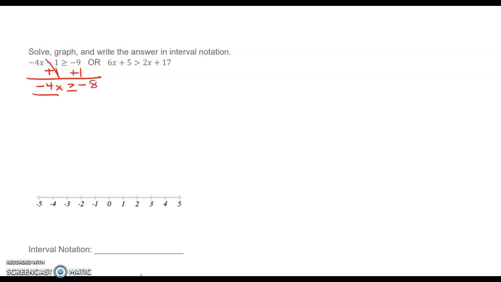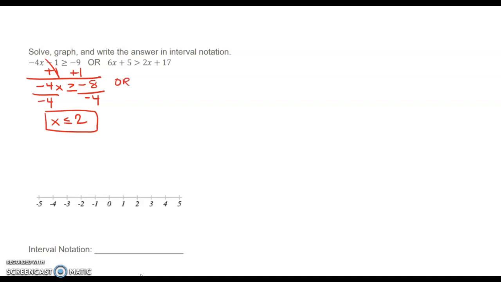Now I need to divide by a negative number. Hopefully you're having a warning sign go off in your head, like, hey, I'm remembering when we divide by a negative number and it's an inequality, I need to flip that inequality sign. So that's exactly what we're going to do. We're going to now have x, instead of greater than, will be less than or equal to negative 8 divided by negative 4, which is a positive 2. So that's one of them solved. So remember, divide by a negative, flip the inequality sign.